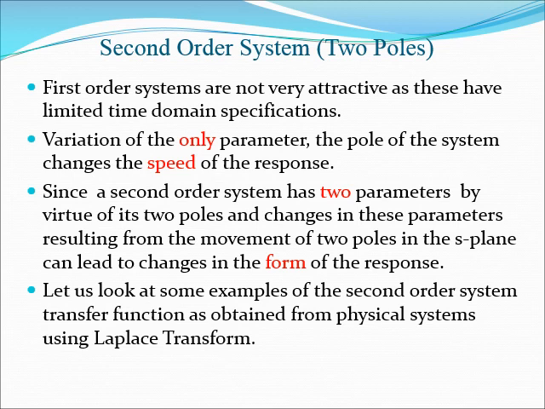But second order systems are more attractive, especially when they have a certain range of the damping ratio. First order systems only give us the speed of the response; the pole of the system changes only the speed, and this is inversely proportional to the pole location. But the second order system has 2 parameters. By virtue of these two poles and the changes in the parameters resulting from the movement of two poles in the S-plane, we can have changes not only in the speed but in the form of the response. How do we get the second order system model?